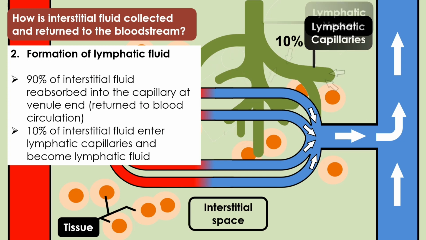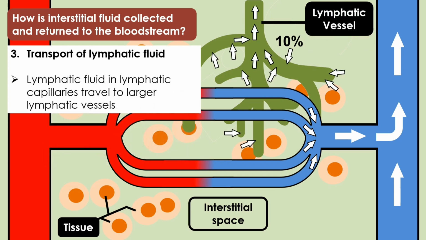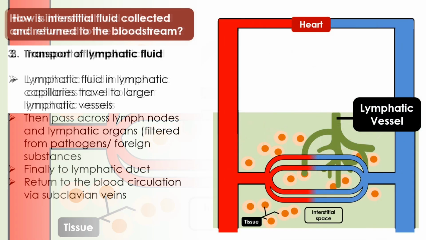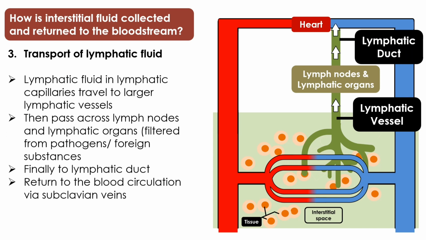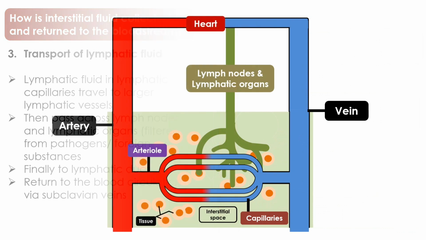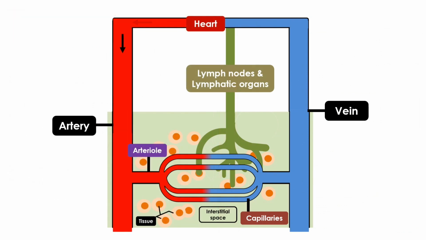From the lymphatic capillaries, lymph will be transported to the lymphatic vessels and then to the lymphatic organs, where the lymph will be filtered of pathogens and foreign substances. Finally, the lymphatic fluid coming from the entire body will be collected inside the lymphatic duct and returned to the blood circulation via the left and right subclavian veins. This is how the interstitial fluid is collected and returned back to the blood circulation.